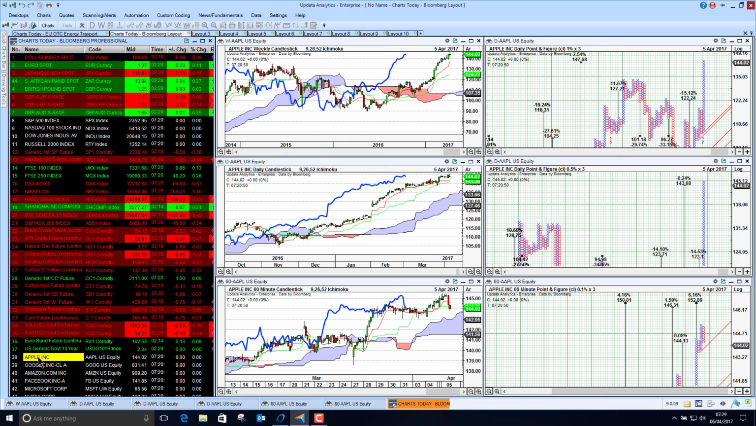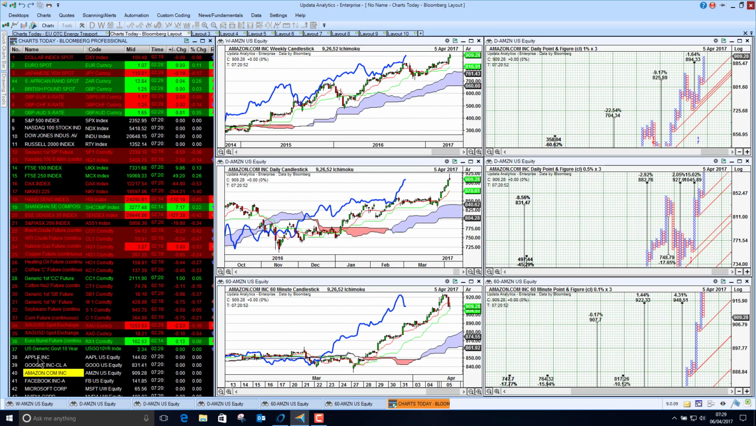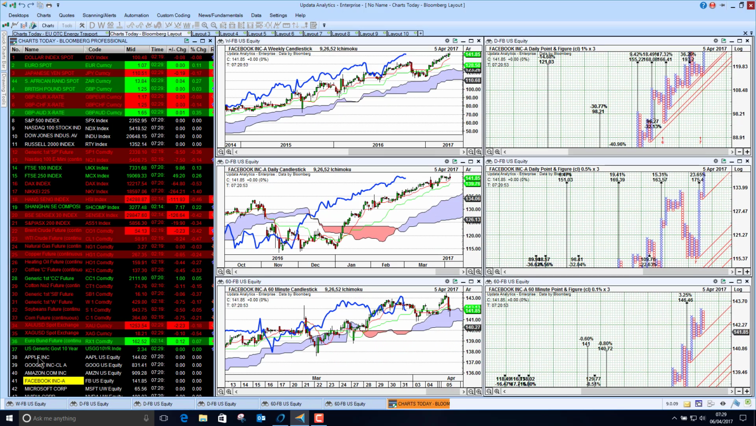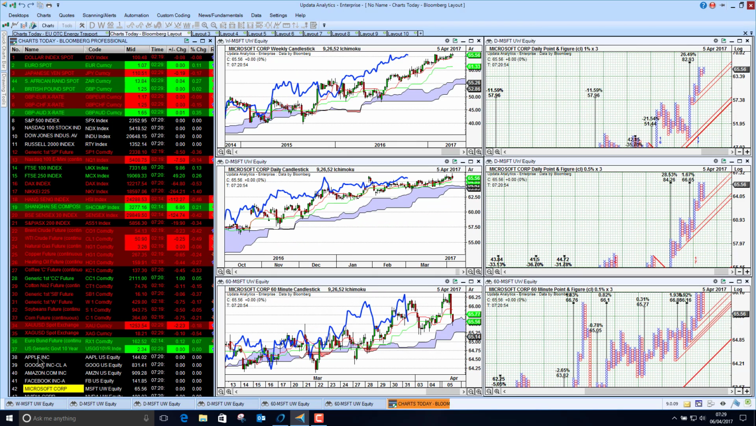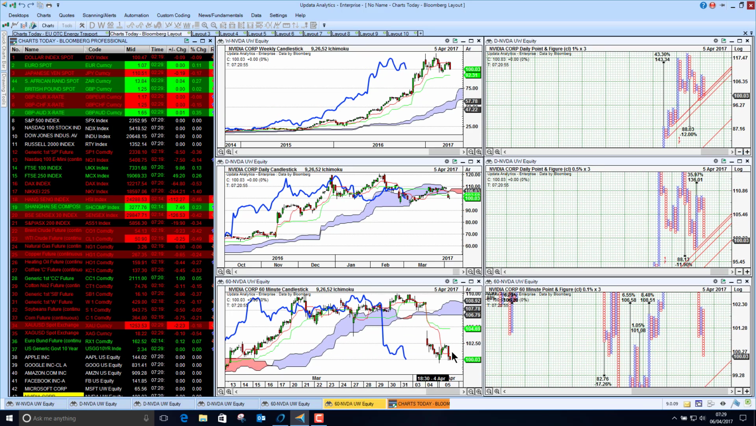And looking at some tech, Apple's still bullish above the cloud. The same with Google. Most tech had a bit of a sell-off at the end of yesterday, and we're seeing Facebook the same. Microsoft coming back as well, and Nvidia just continuing on from its run, testing this 100 level quite significantly.